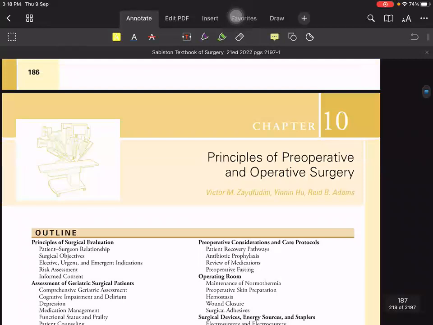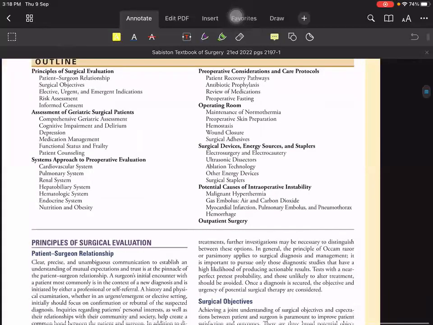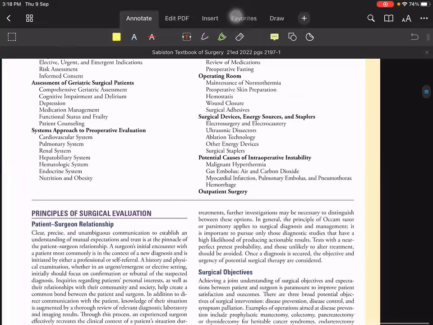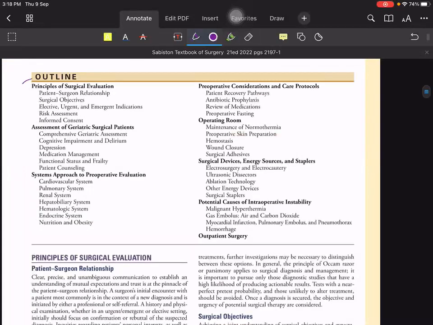Okay, today we'll see about principles of preoperative and operative surgery. In that, first we'll see about principles, assessments, system approaches, what the systems are, how to deal with them, the ERAS protocol, antibiotic protocols and all, how the operating room should be, and what the surgical devices and energy sources are. Then the potential causes of intraoperative instability: hypothermia, gas embolus, myocardial infarction, hemorrhage. So everything you will see.